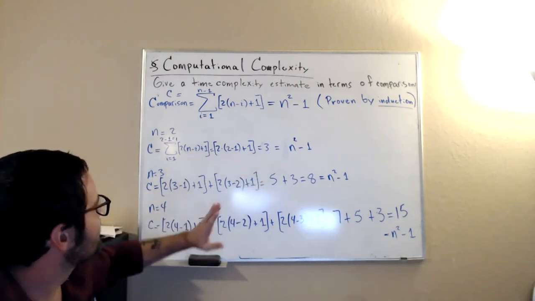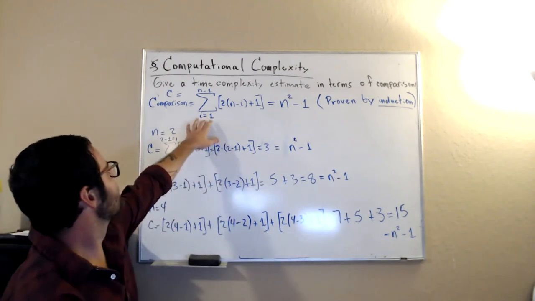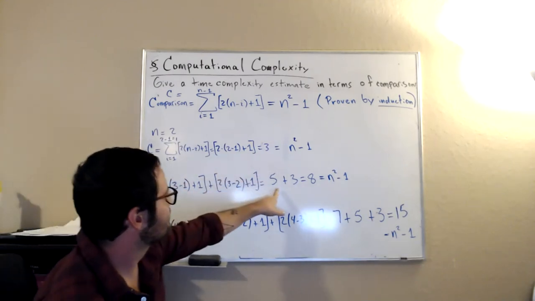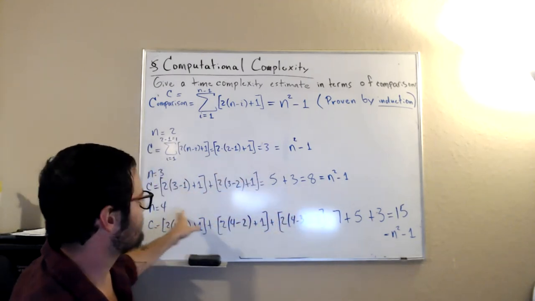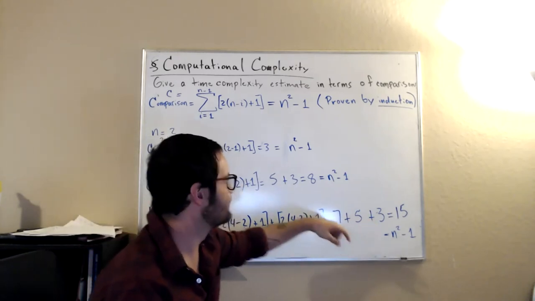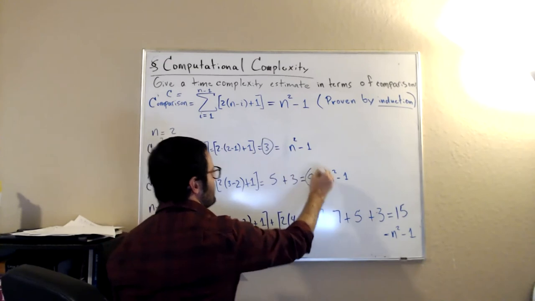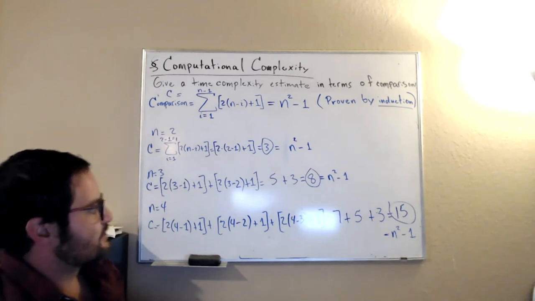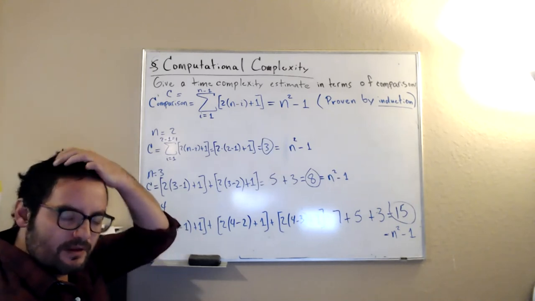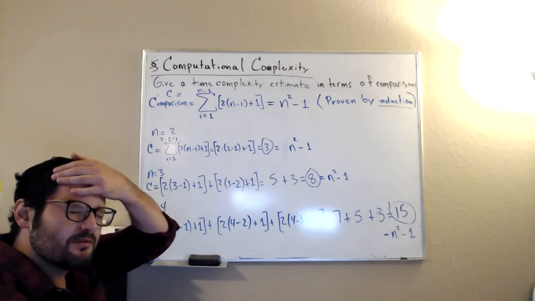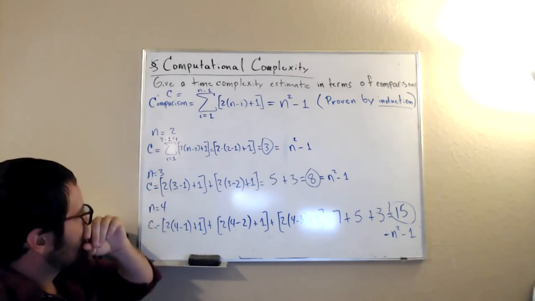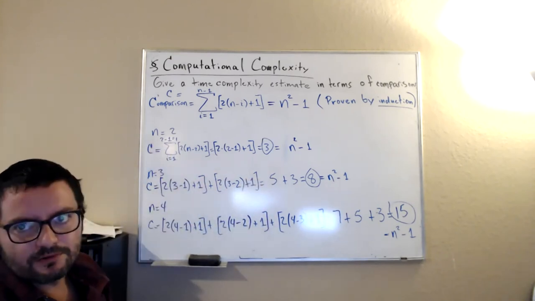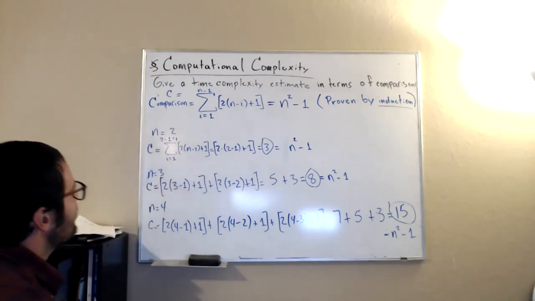I just hope that you see the pattern that if I plugged in n is equal to 2, I get 3. If I get n is equal to 3, I get 5 plus 3. N is equal to 4, I get 7 plus 5 plus 3. And the pattern is 3, 8, 15. If you did the next one, I'm pretty sure it'd be 24. And if you did the next one, it would be 35, I'm pretty sure. And if you look at the pattern, you just look at n, and then you see that it's going to be n squared minus 1.